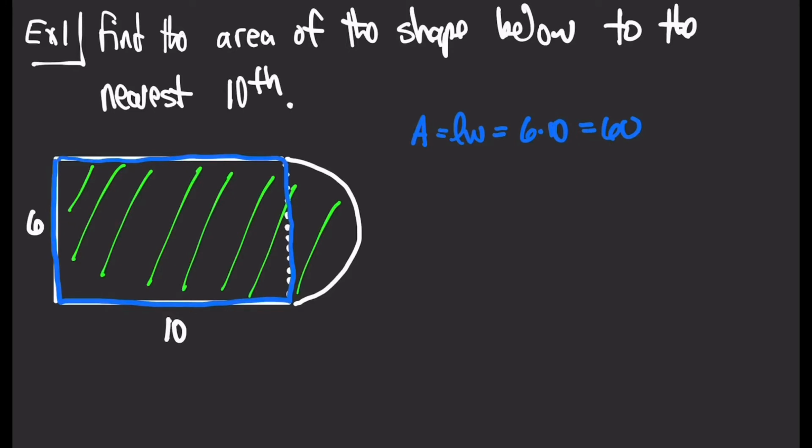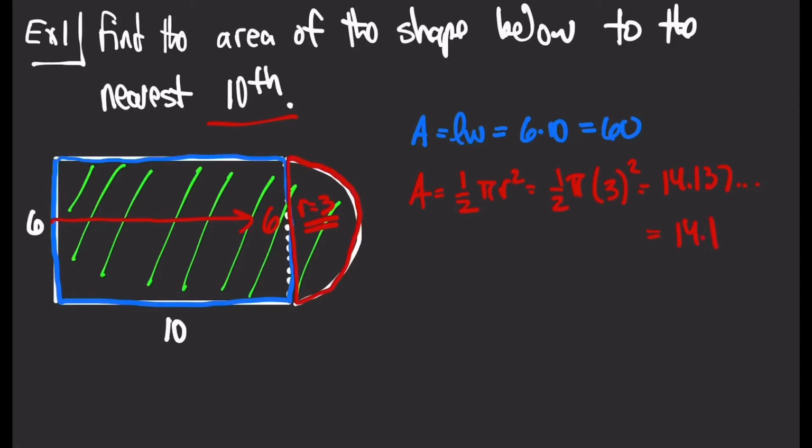So the other shape I need to find the area of is this blue shape here, which is a half circle. So that's going to be 1/2 pi r squared. Now we have to be careful here because I need the radius. So if you notice, the diameter here is going to be 6, so the radius is going to be 3. So that's going to be 3 squared. I'm going to throw that into the calculator. I got 14.137... And I want to round this to the nearest tenth, so that's going to be 14.1.